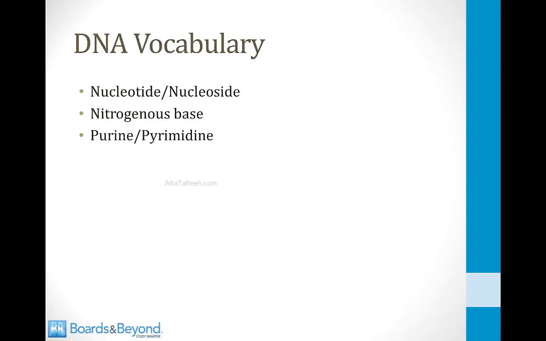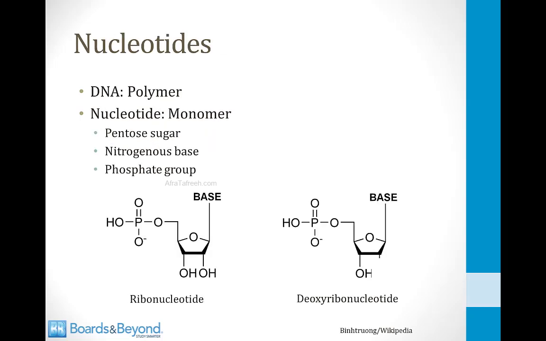So part of what can be confusing as a medical student is the vocabulary people use when they talk about DNA, especially when you read textbooks. So what I'm going to do in the next few slides is just define some terms. We need to know the difference between a nucleotide and nucleoside. We need to know what the nitrogenous bases are, and we need to know the difference between purines and pyrimidines. So DNA, as I showed you before, is a polymer. It's made up of repeating units, and those monomer units are called nucleotides.